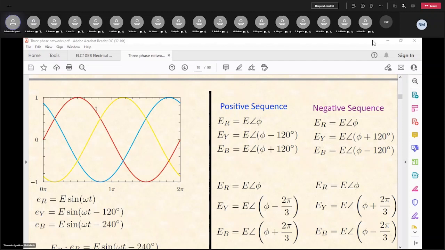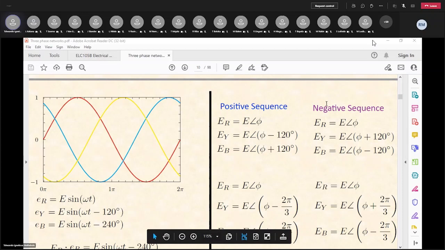But technically speaking, at some point the red phase is itself lagging the blue phase. And so you have got all of that taking place. But for consistency's sake, we would want to stick with the red phase as our reference.